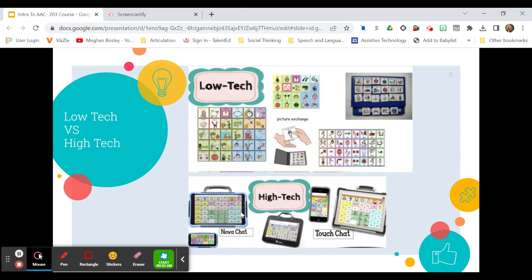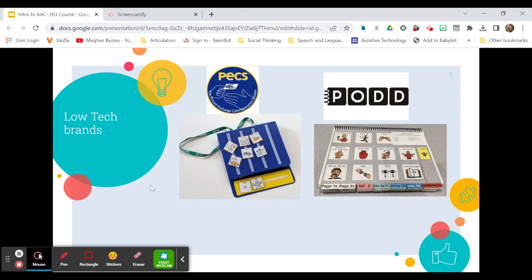And then the high tech are those high tech smart communication devices. There's quite a variety of those, so I will briefly touch on some of those types as we get further in the presentation. Some low-tech brands of communication or AAC supports you might have heard of.